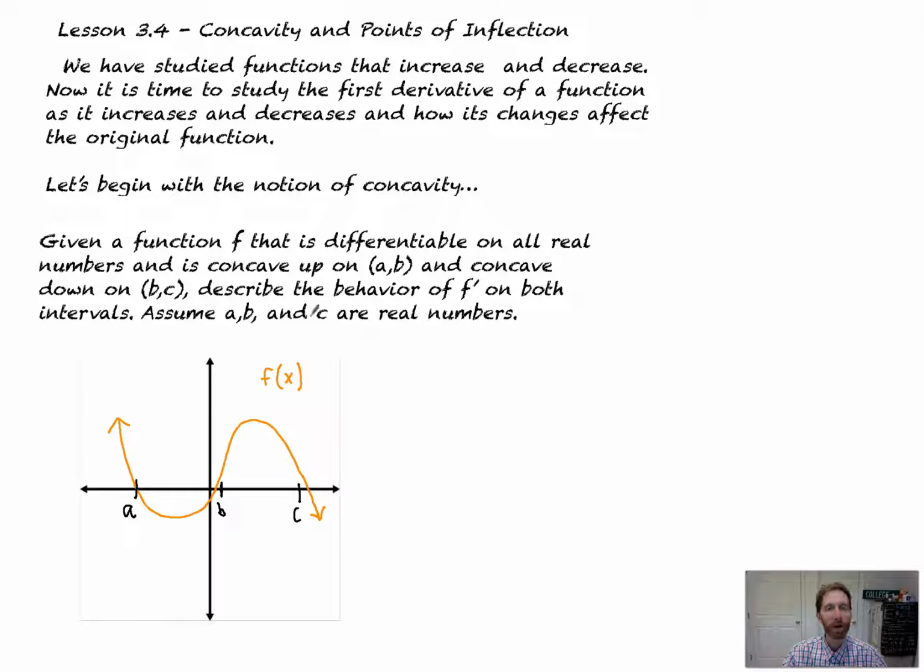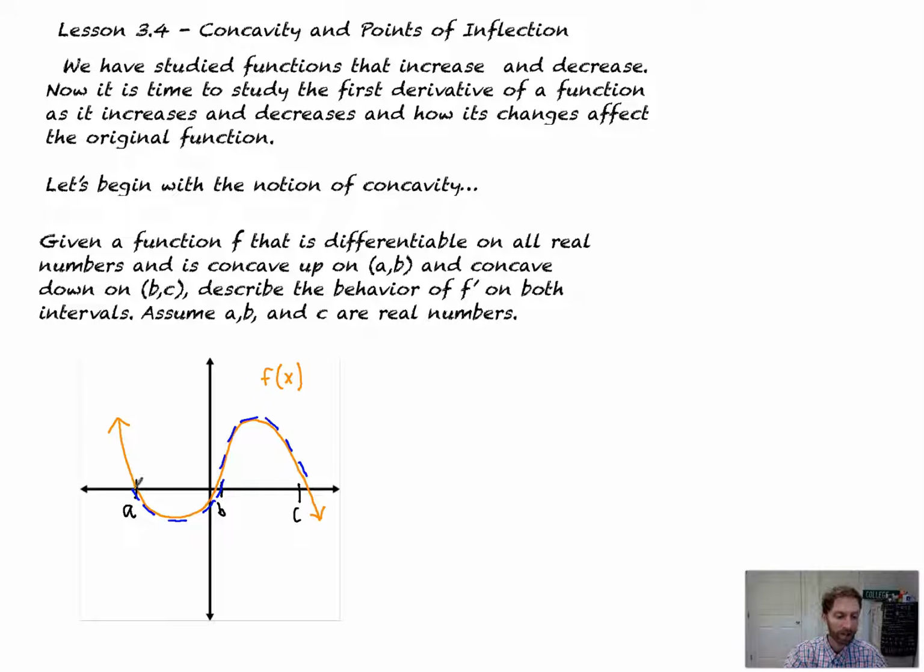Now, we're going to describe the behavior of f prime on these intervals. If you look at the behavior, just draw in some tangent lines. From a to b, the tangent lines go from negative to positive. It's important to note that the tangent lines are getting less negative and then more positive. And then from b to c, the tangent lines are going from positive to negative, getting less positive and more negative.